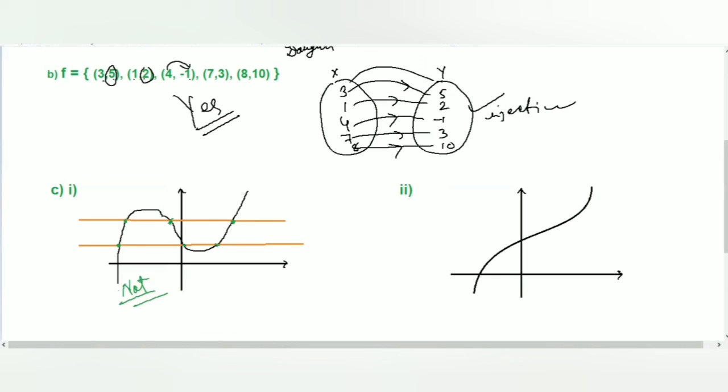Now try to identify this function. Try to draw a horizontal line here. Yes, this horizontal line intersects the curve only once. Every time I draw the horizontal line, it intersects the curve only once. So yes, this is an injective function. So here it is not an injective function. Here, yes, this is an injective function.